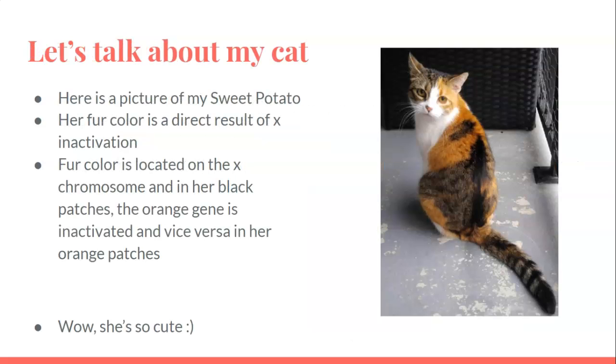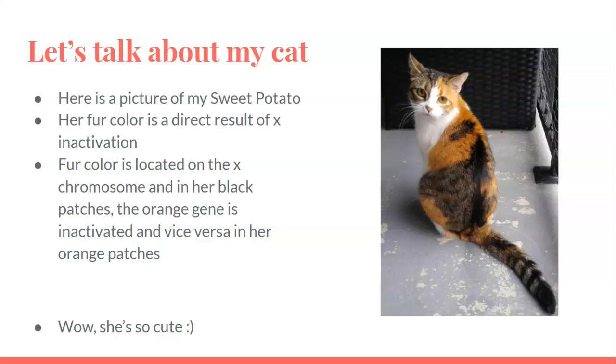So let's talk about a real life example of X inactivation. This is my cat. Her name's Aurora. I call her Sweet Potato though. And her fur color is a direct result of X inactivation. She's a calico, she is female, and her fur color is an X-linked gene. So her fur color is located on the X chromosome.